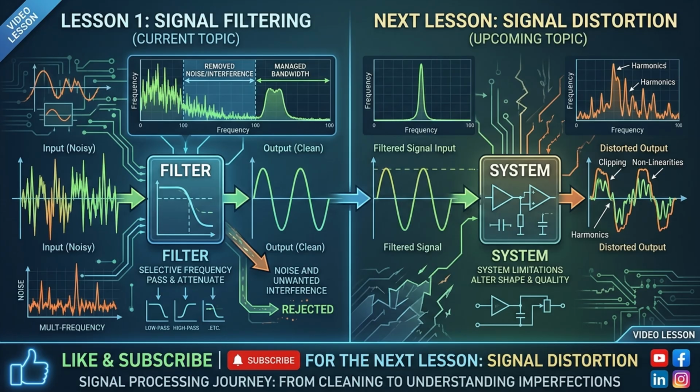In this lesson, we learned that filters selectively pass some frequencies while attenuating others, making them essential tools for controlling signal spectra. We also saw how filtering helps remove noise, reject interference, and manage bandwidth in communication systems. In the next lesson, we will explore signal distortion and discover how system limitations can alter the shape and quality of transmitted signals.